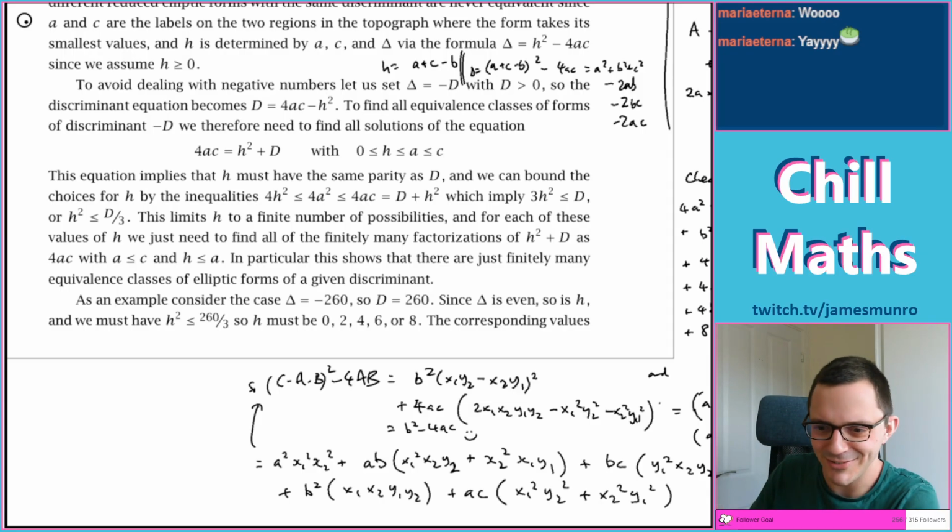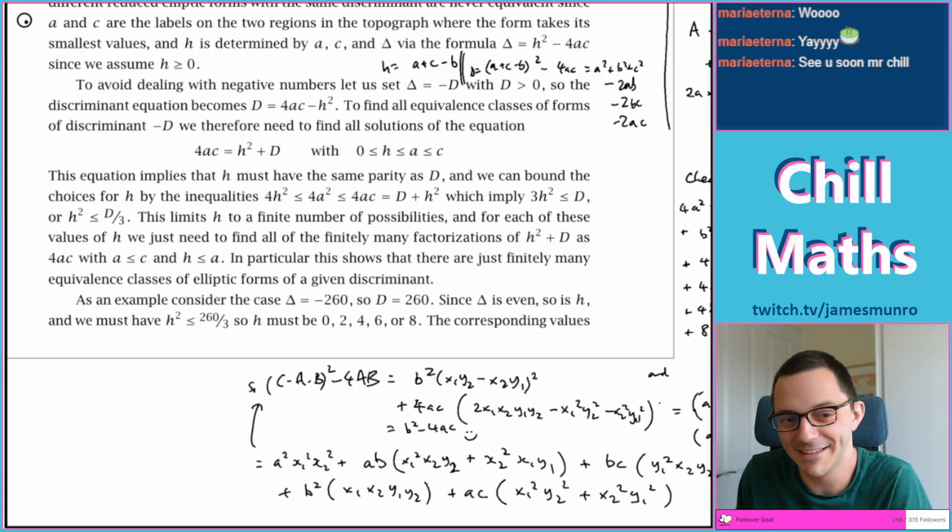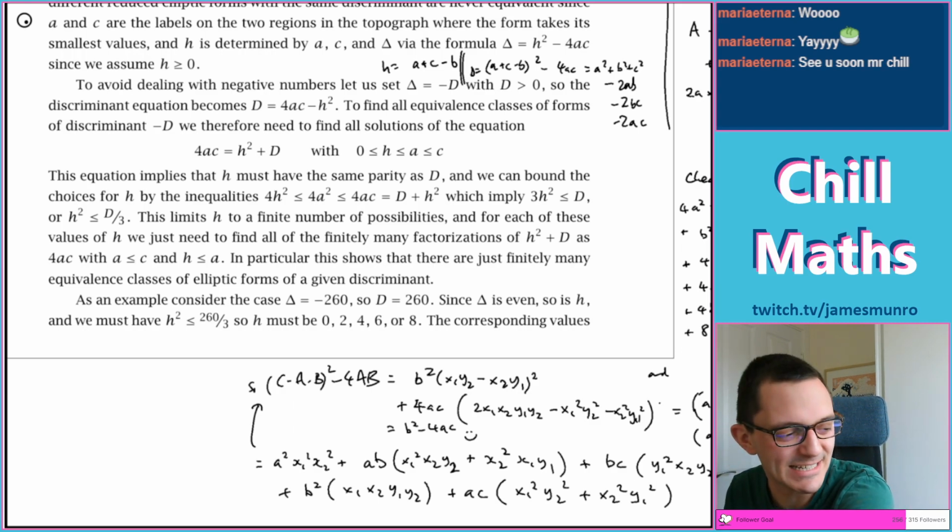That's the trailer. Come back soon for: given capital delta, what could the quadratic form be? Let's do the opposite question together. Right, good. See you in a minute and a half.